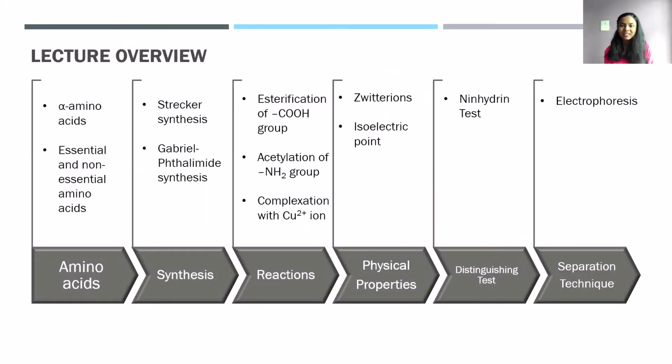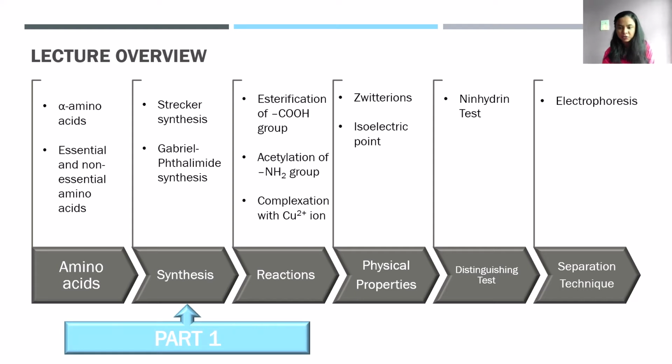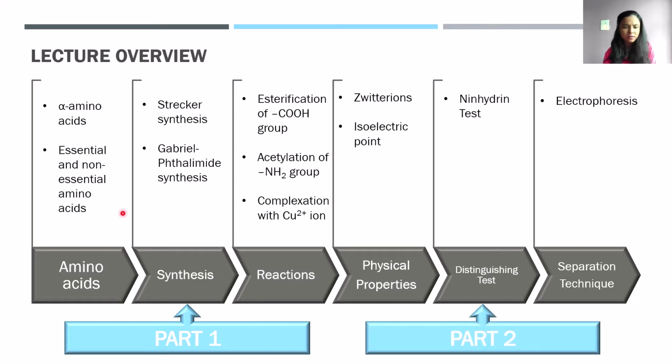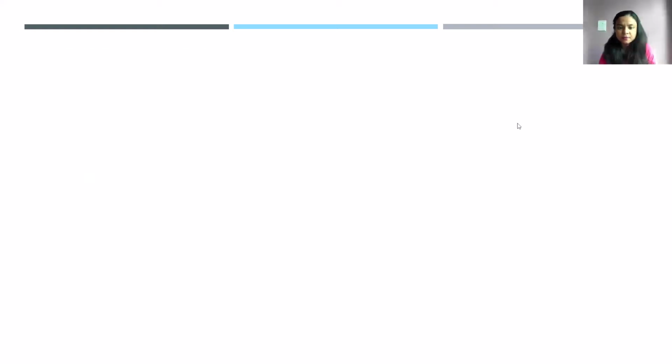So before we start, let's have an overview. The lecture is divided into two parts. The first part would be covered in this video. We will be discussing amino acids and their basic classification. The second part would be about synthesis, where we'll be doing it by two methods. The third is the reactions, also called the chemical properties of the amino acids.